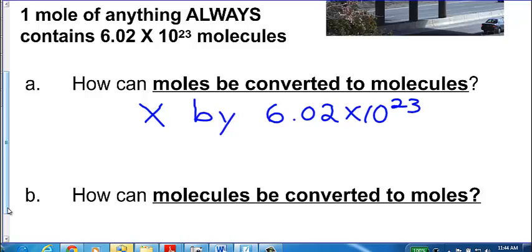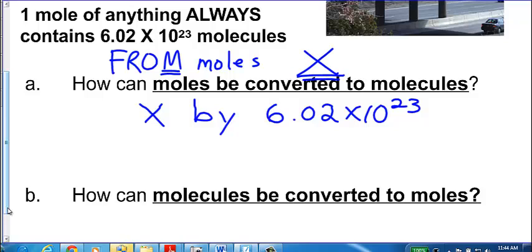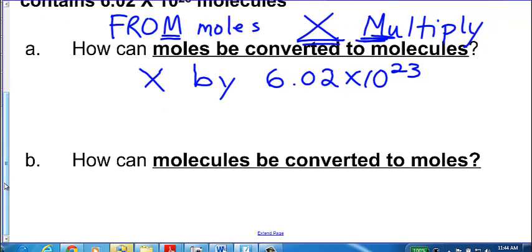Okay? So we will multiply, whenever you go from moles. From ends in an M, the mathematical operation you're going to perform starts with an M. So when you're given moles and they ask for something else, you're going from moles. You will multiply, because multiply starts with an M. So if they give you moles, you're going to multiply by 6.02 times 10 to the 23rd.